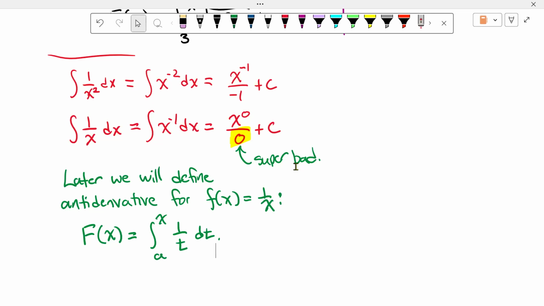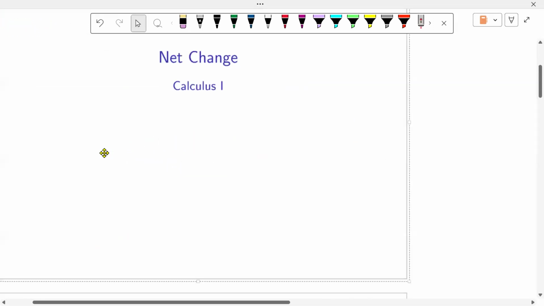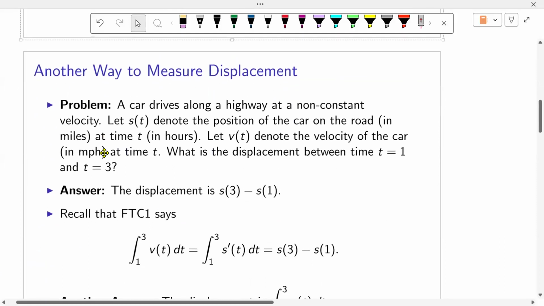Ready for some real life applications of integrals? I know I am. Let's do some real world applications. Net change. All right.